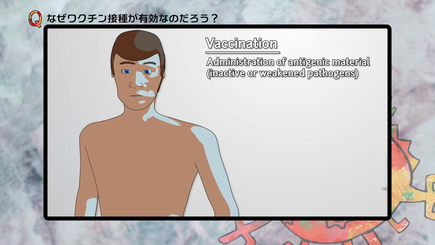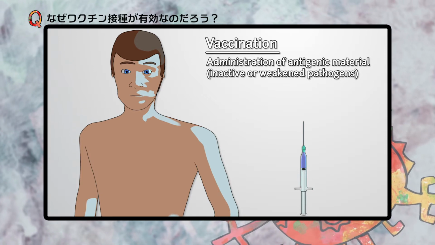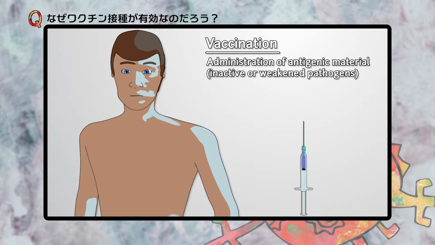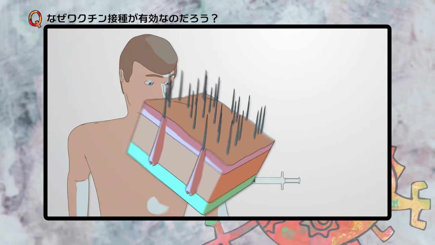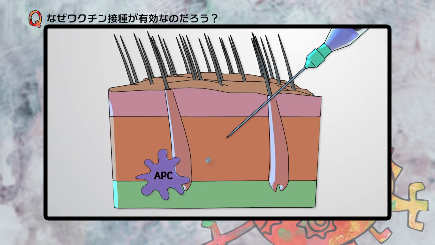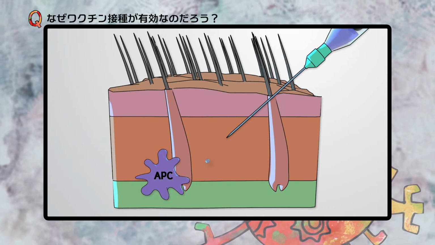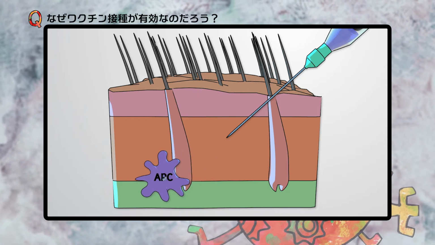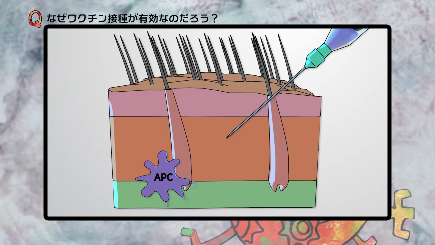Vaccination, the administration of a vaccine, the antigenic material from pathogens, prepares the body for future infections by a specific pathogen. When a vaccine is first administered, an antigen-presenting immune cell, or APC, such as a dendritic cell, engulfs the antigen from the vaccine, degrades it, and displays pieces of the antigen on its surface.